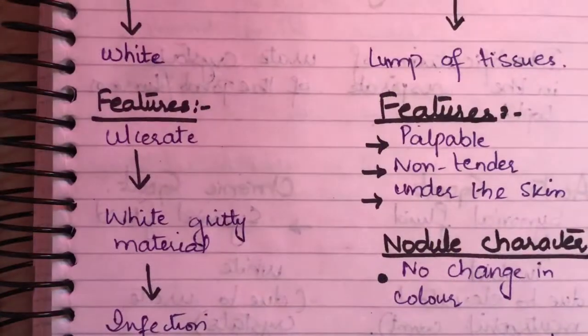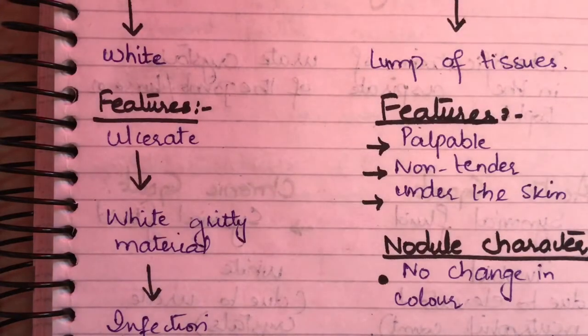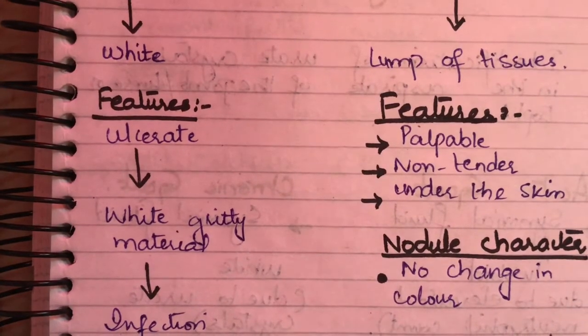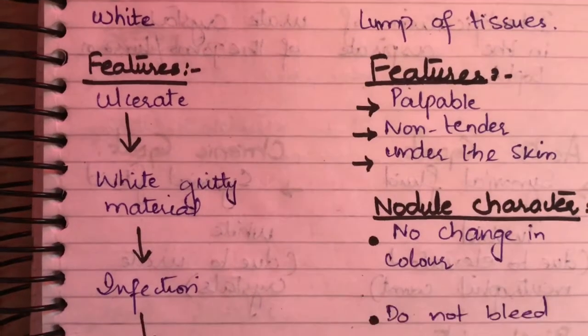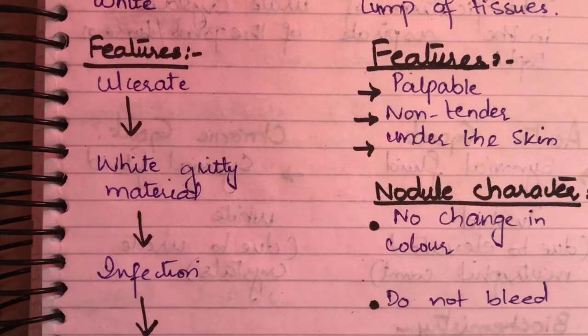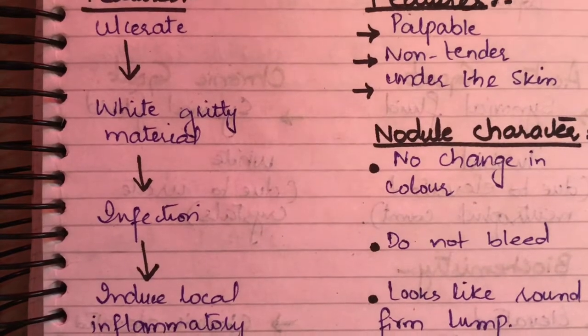But while looking at the rheumatoid nodule, what are its features? First, we have to know that a rheumatoid nodule is palpable. It is non-tender. It is under the skin. Then what are the characteristics of the nodule? The nodule is not discharging any kind of pus or blood. There is no infection around it. There is no inflammatory response around it. So there is no change in color. The rheumatoid nodule does not even bleed.